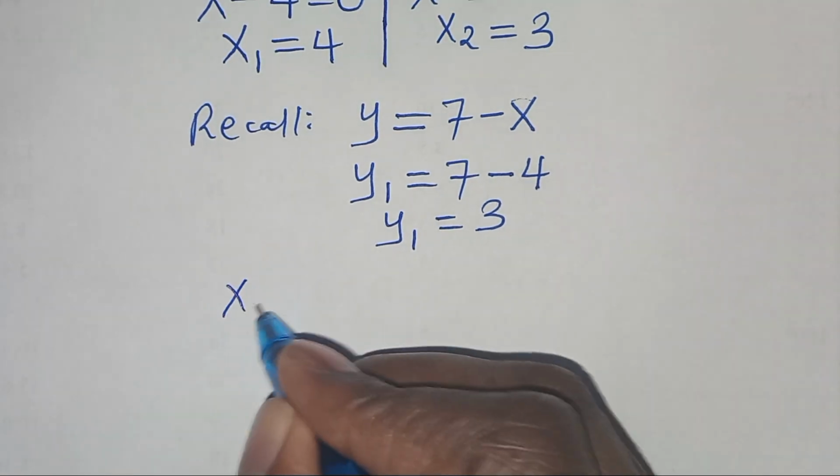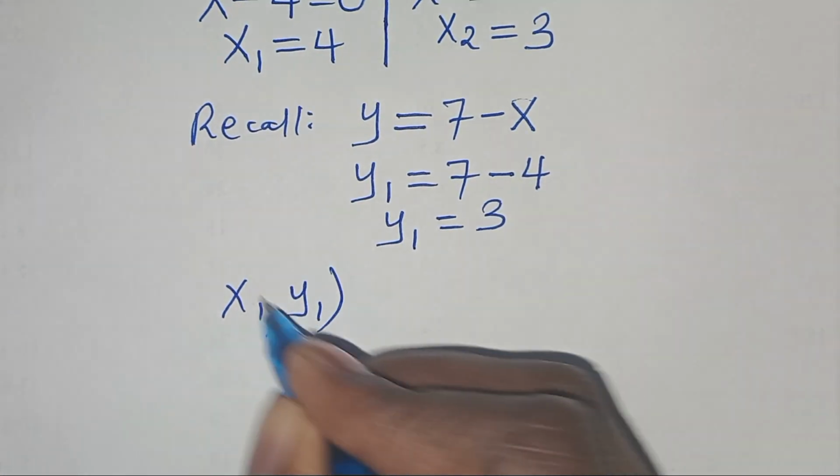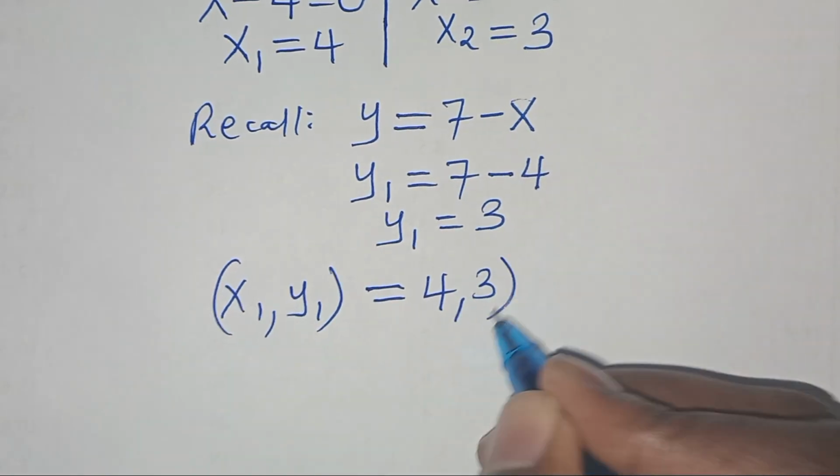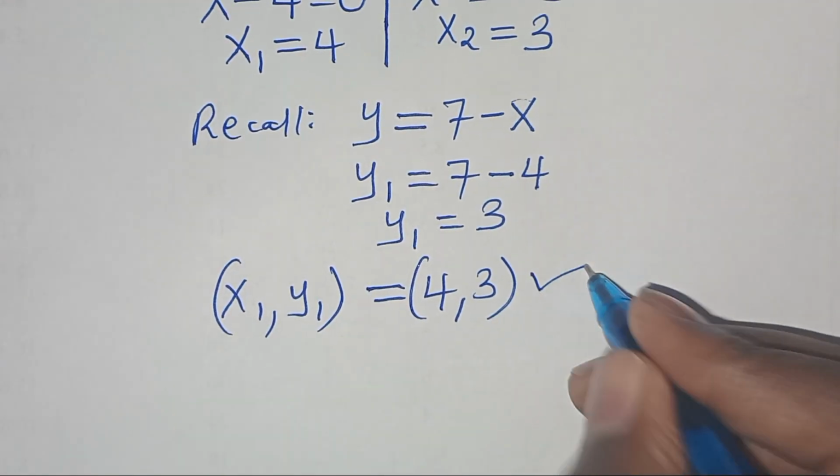So x1, y1 is equal to 4, 3. So this is the first set of solution.